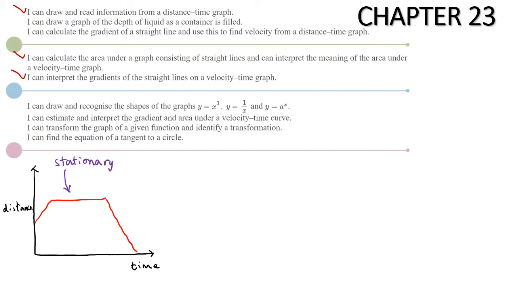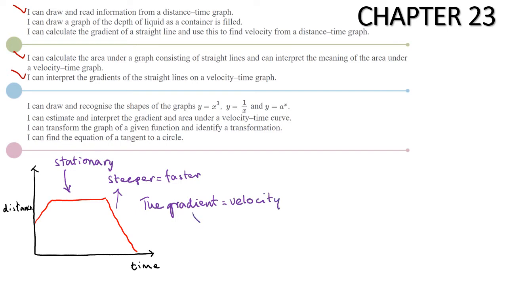And with these lines here, the steeper it is, the faster the speed. So steeper equals faster. And in fact, on these graphs, the gradient of this graph equals the velocity or speed.